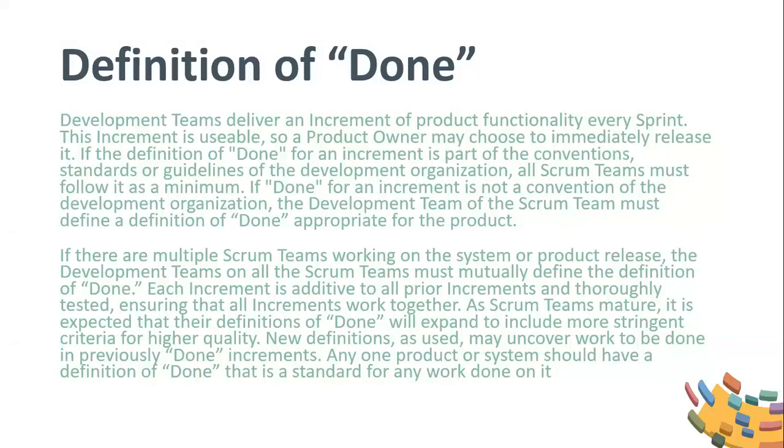If there are multiple Scrum teams working on the system or product release, the development teams on all the Scrum teams must mutually define the definition of done. Each increment is additive to all prior increments and thoroughly tested, ensuring that all increments work together. As Scrum teams mature, it is expected that their definitions of done will expand to include more stringent criteria for higher quality. New definitions, as used, may uncover work to be done in previously done increments. Any one product or system should have a definition of done that is a standard for any work done on it.